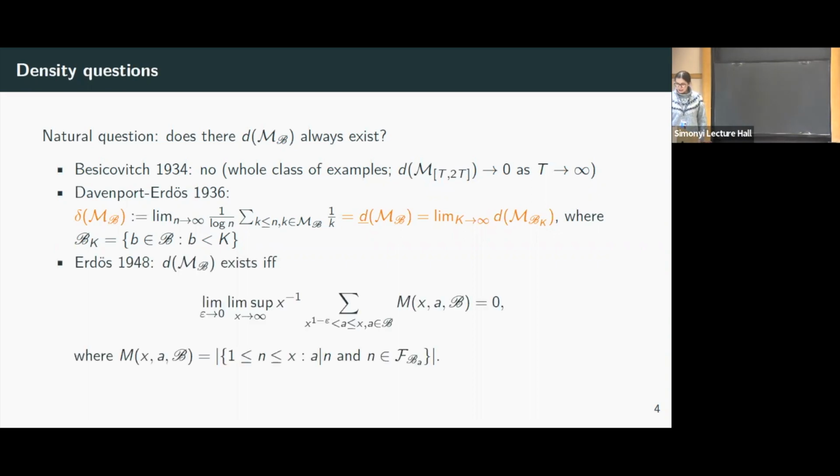And finally, Adler gave a somewhat complicated equivalent condition for the existence of density. I'm not going to go into details here, but there is a characterization, and it is used every now and then in some papers. So if you need a criterion, there is one.